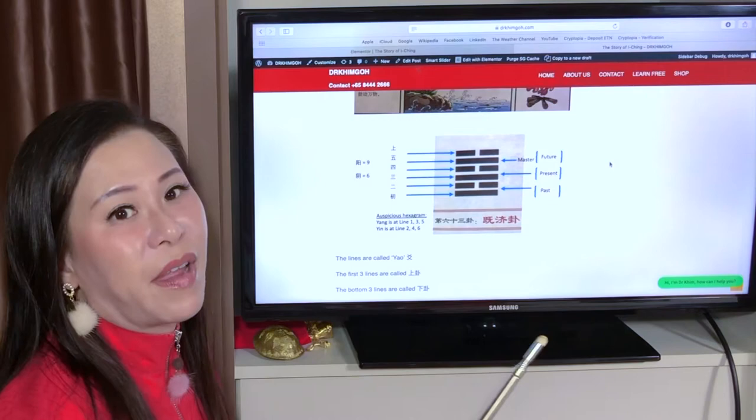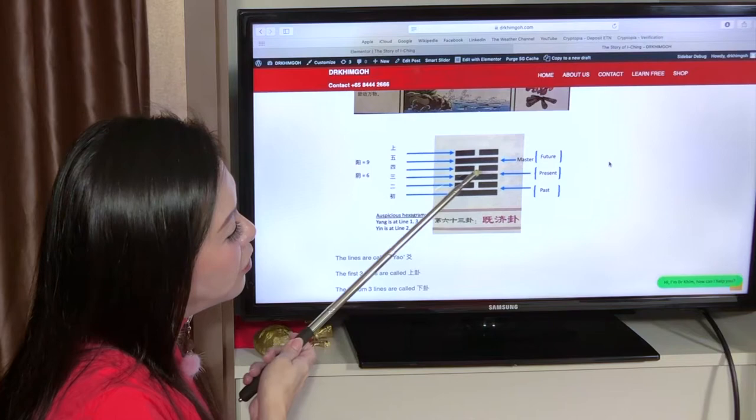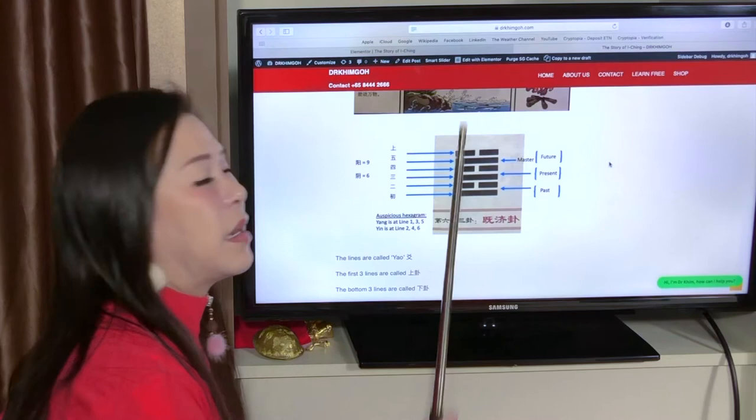If you see a trigram, you split it in half. This is the middle, and this is the middle. So line 5, the master line, is very important. But remember, you have to read all the lines.